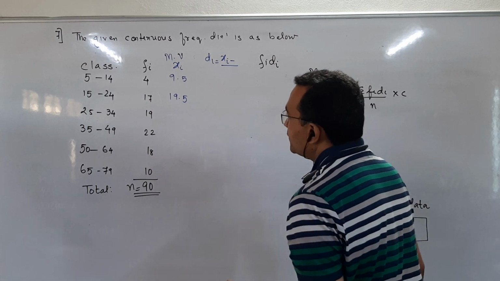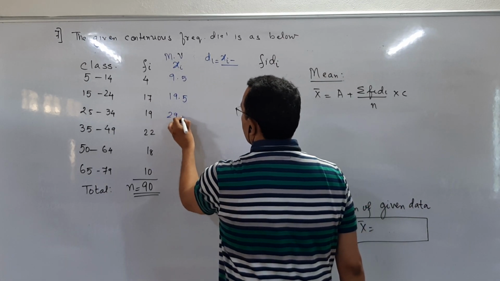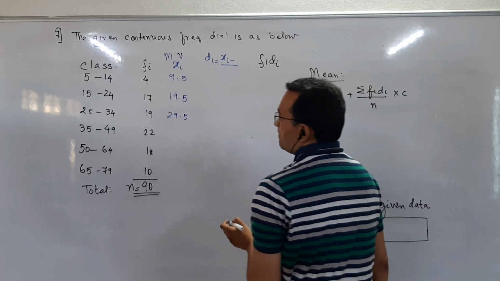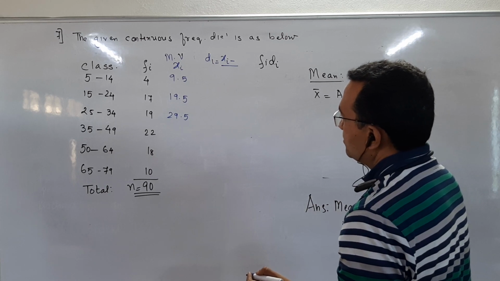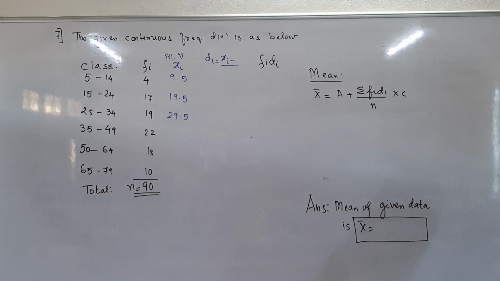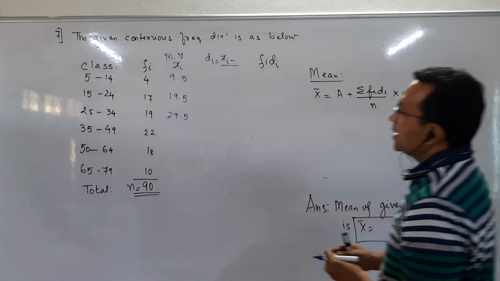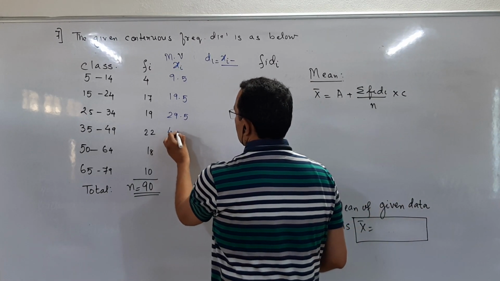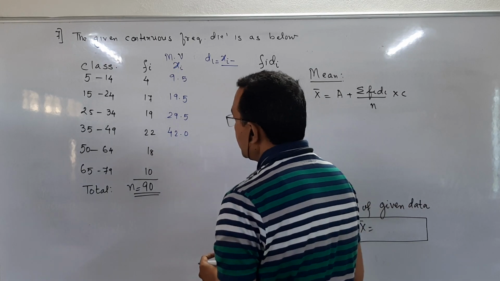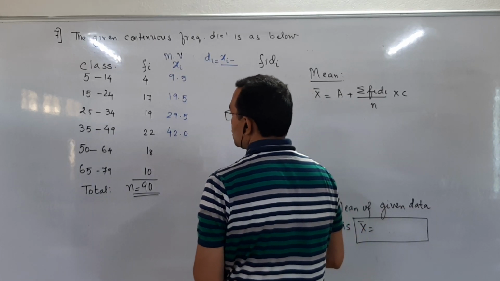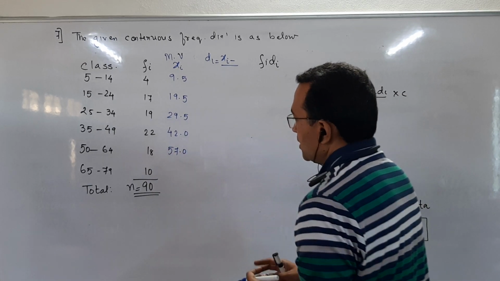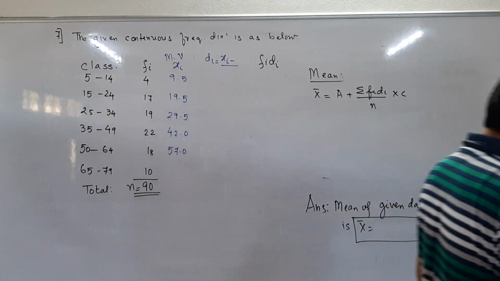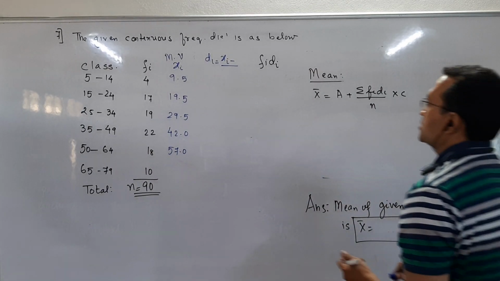Then 59 by 2, so 29.5. Then, students, if I add, I think these class lengths are unequal. Yes, students, the class lengths are unequal. This is 84 by 2, so 42. Then this is 114 by 2, so this is 57, and this is 144. So, students, I think I am definitely right. 144 by 2, so this is 72.